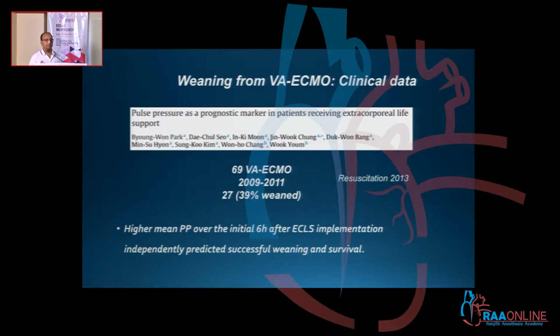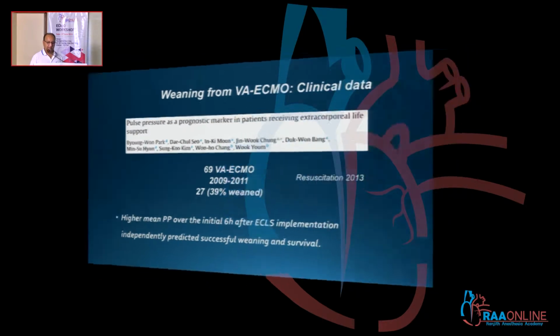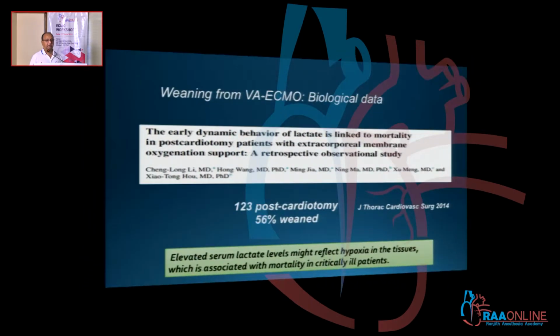Independently predict successful weaning parameters. So try to maintain higher pulse pressures. That is what is required, where the success rate of weaning is much higher in these patients. Okay. Now, what are the parameters you look for?